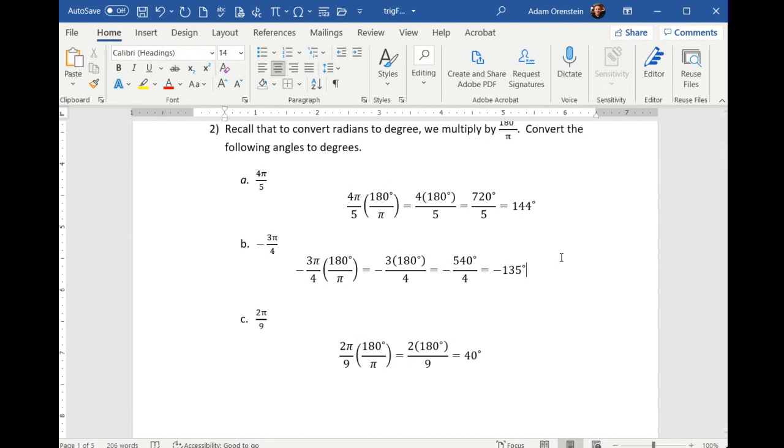Next is 2 pi over 9. So we have 2 pi over 9 times 180 degrees over pi. That's what we get here. Just like before, pi's cancel, we get 2 times 180 degrees over 9, and I just went through the calculation and you get 40 degrees. I didn't make an intermediate step like I did here and here. So that's 1 and 2. Are there any questions on that?